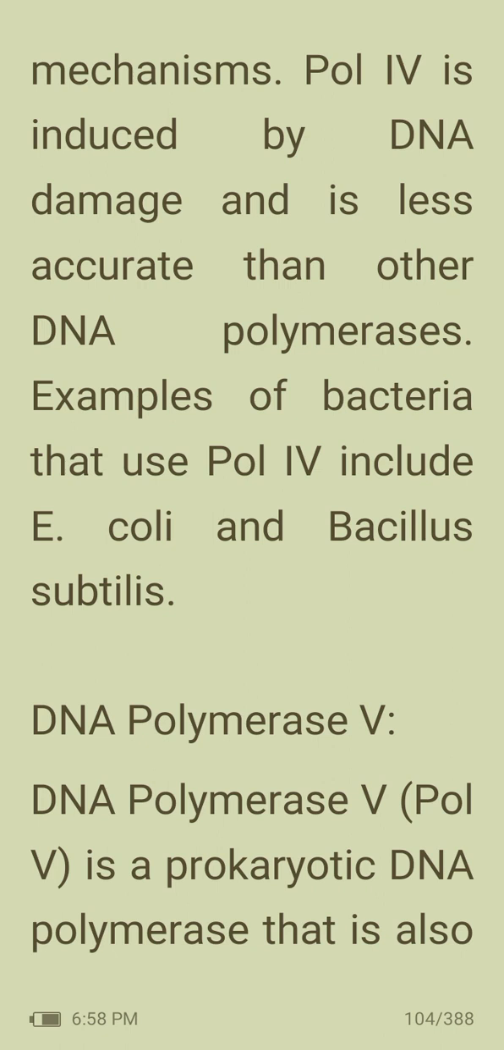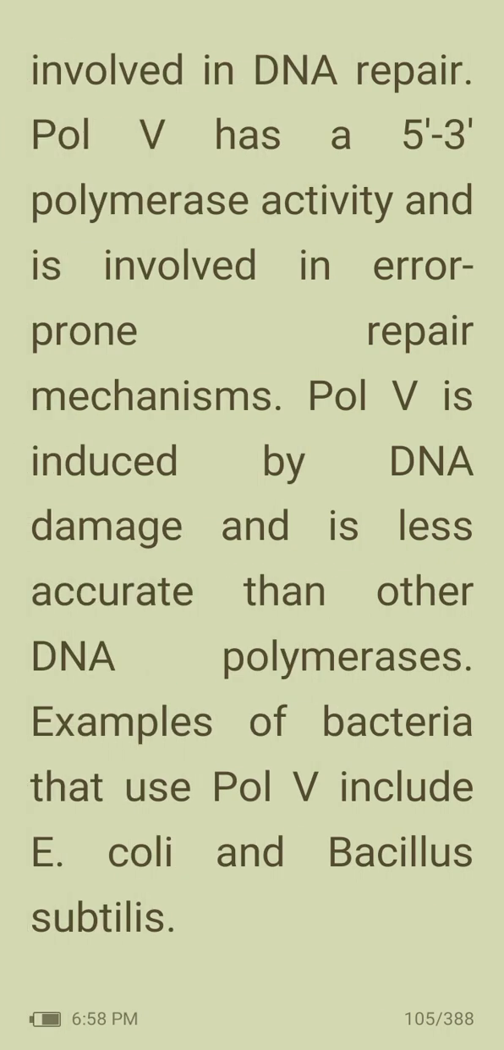Then examples of bacteria that use Pol 4 include E. coli and Bacillus subtilis. Later DNA polymerase 5. DNA polymerase 5 is a prokaryotic DNA polymerase that is also involved in DNA repair. Pol 5 has a 5' to 3' polymerase activity and is involved in error-prone repair mechanisms.